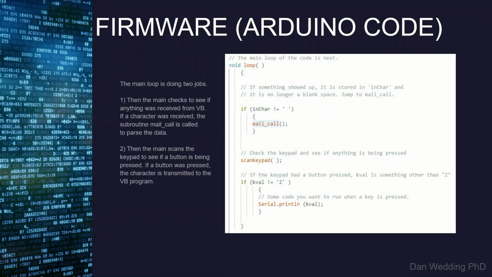The main loop is doing 2 jobs. The main loop checks to see if anything was received from VB. If a character was received, the subroutine mailcall is called to parse the data. Then, the main loop scans the keypad to see if a button is being pressed. If a button was pressed, the character is transmitted to the VB program.